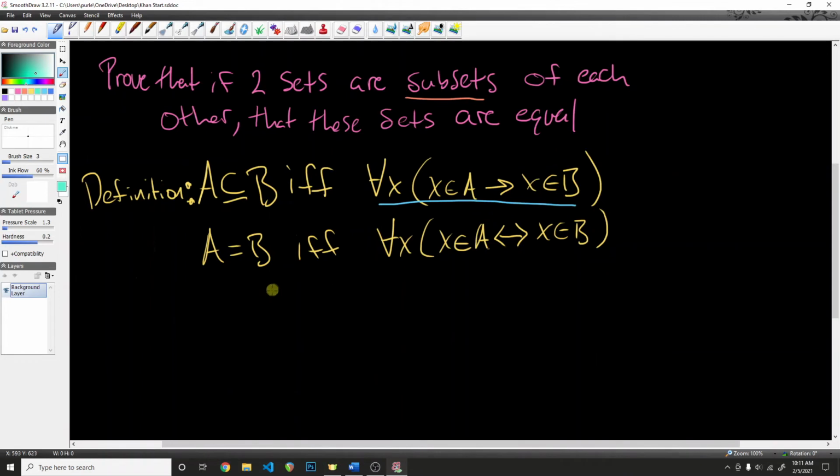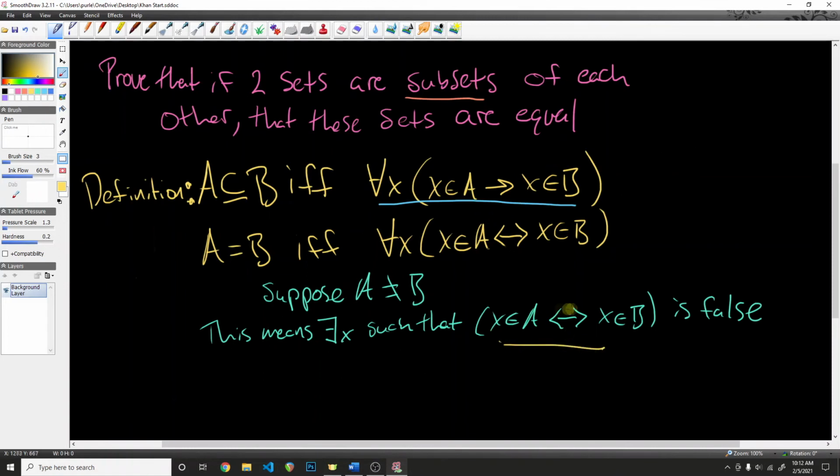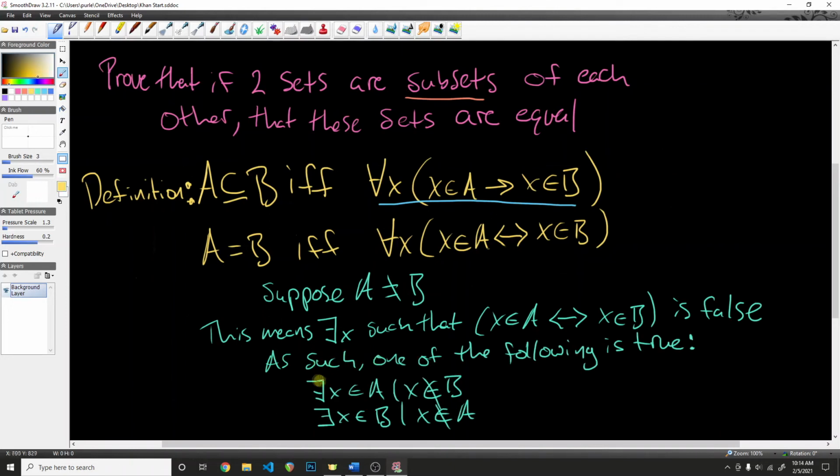Now, alternatively, we can do a proof by contradiction. Suppose that A is not equal to B. This means that there exists some element X such that this biconditional statement, which is our definition of equality, is false. As such, one of two things must be true. There exists some X that is an element of A such that X is not an element of B, or there exists some X that is an element of B that is not in A.